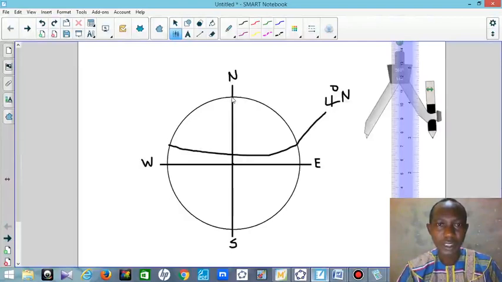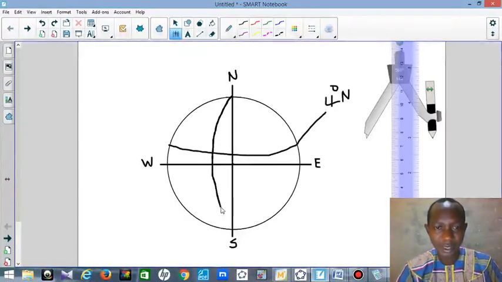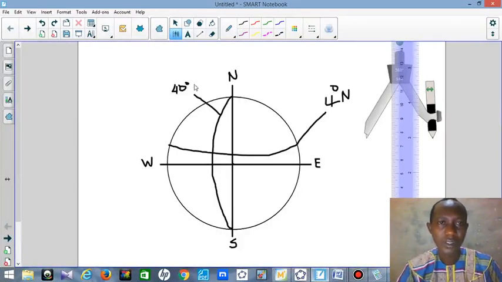Then it says 40 degrees west. Then this is your longitude. West and east represent longitude. Then after drawing this, make sure you label it. This is 40 degrees west.